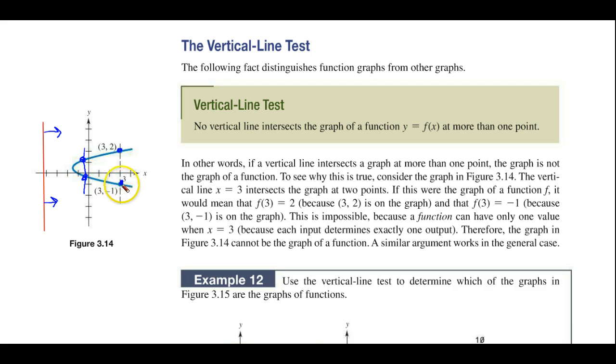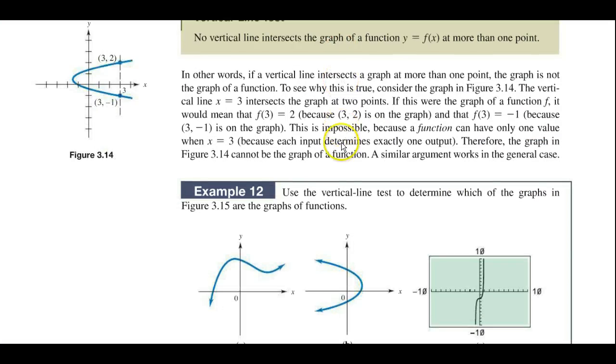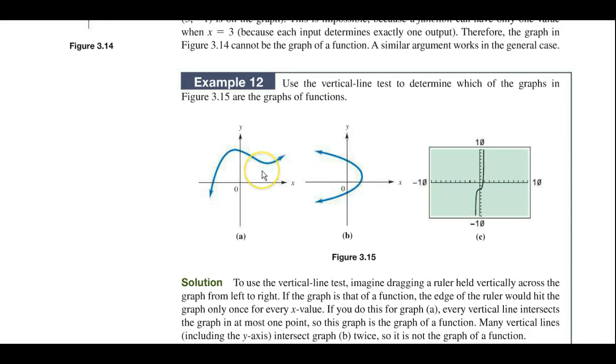Now, notice at this place, the 3's are used twice. So we say that this shape of graph has not passed the vertical line test. So this is not a function. And let's go on to look at the others now. Does this pass the vertical line test? Yes. So this is a function. Does this pass the vertical line test? No, that's not a function.